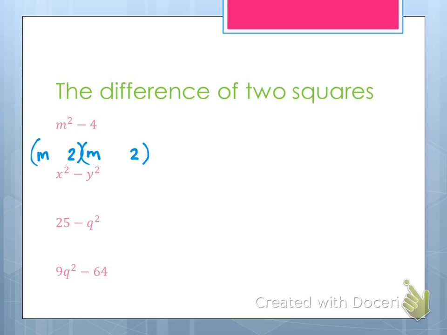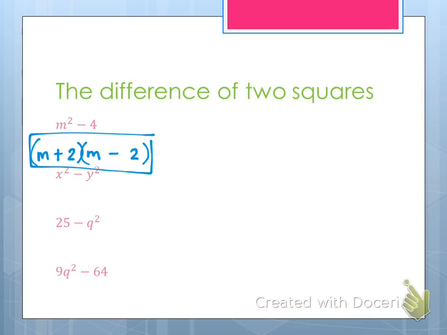All right, so now I've got to figure out what signs I need. Whenever C is a negative number, what do my signs always have to be? One positive, one negative. So I can put my plus and my minus signs. And if you wanted to, you could put m minus 2, m plus 2. It does not matter the order, as long as one is minus and one is plus. That's your final answer.